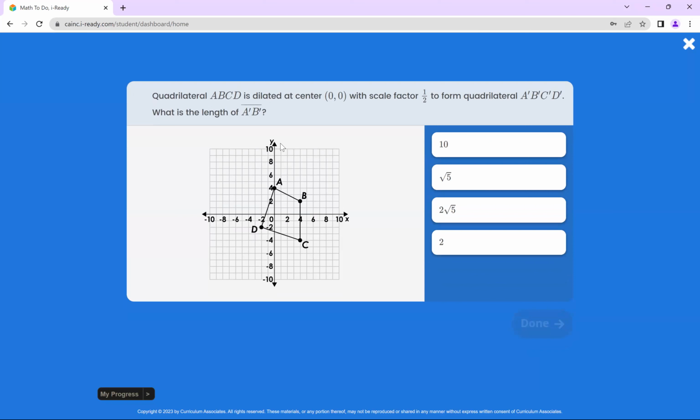Ooh, okay. All right, this one is really not as difficult as some of the others. Scale factor means to multiply everything by 1/2. So if you can find the length of what they're asking for, it's gonna be half of the original. So it'd be the square root of 5. Okay, is that your answer? Yeah.